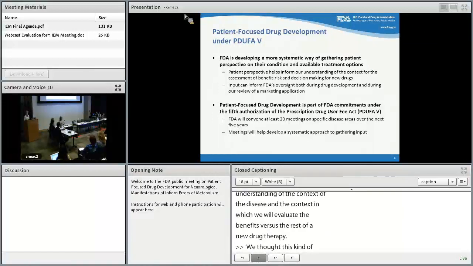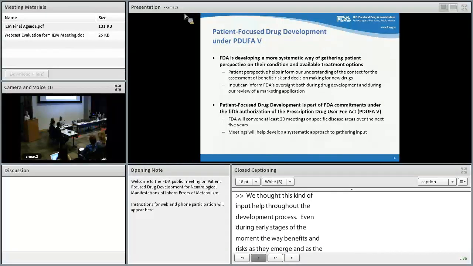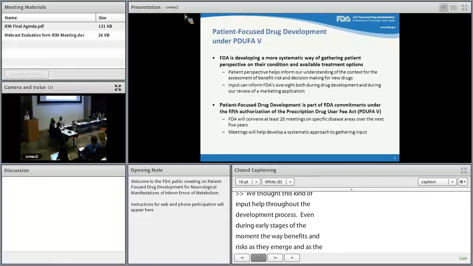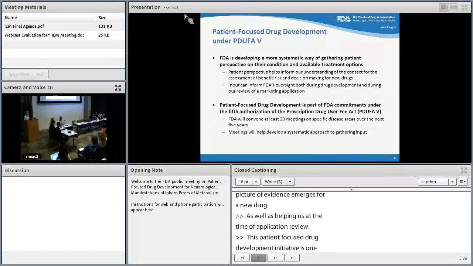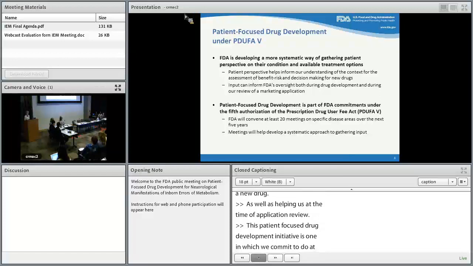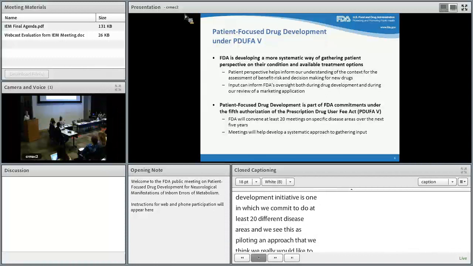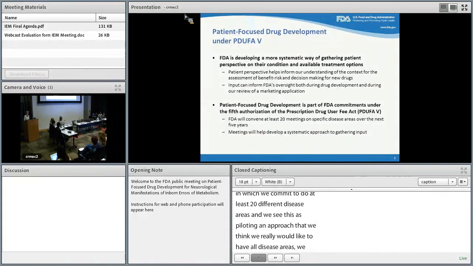We thought this kind of input would help us throughout the development process, even during early stages of development, to weigh benefits and risks as they emerge and as the picture of evidence emerges for a new drug, as well as helping us at the time of application review. And so this patient-focused drug development initiative is one in which we commit to do at least 20 different disease areas, and we see this as piloting an approach that we really would like to have for all disease areas. We'd like to have this kind of patient input to inform every possible disease area.